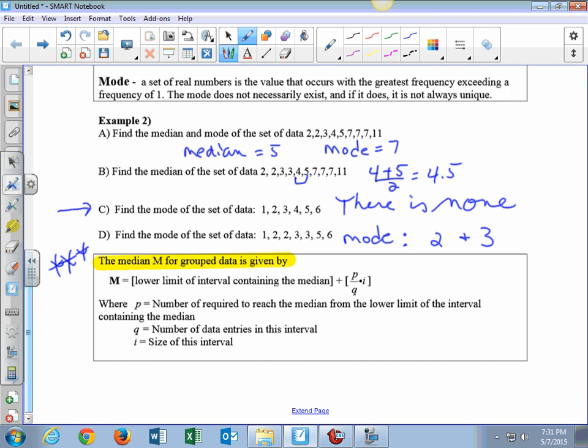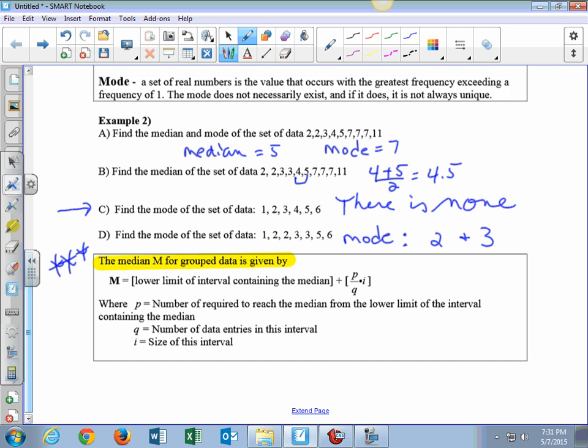So to find the median of grouped data, I'm going to find the lower limit of the interval containing the median, and then I'm going to add to that P divided by Q times I. Well, what are these variables? Well, P is the number of required terms to reach the median from the lower limit of the interval containing the median. Wow, that's kind of confusing. And Q is the number of data entries in this interval, and I is the size of the interval.